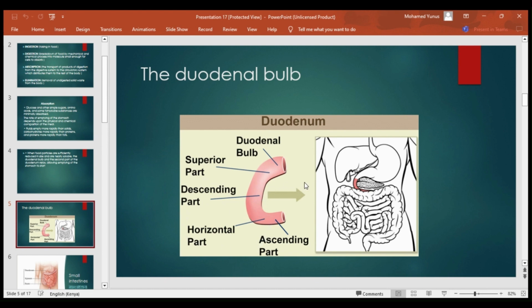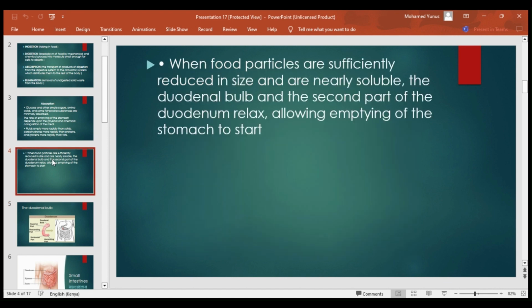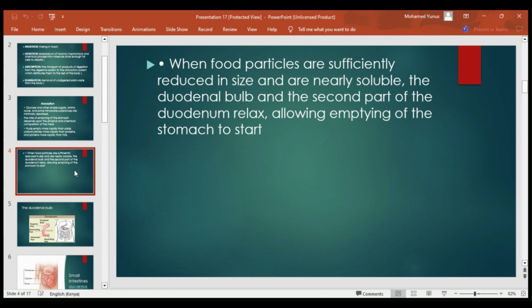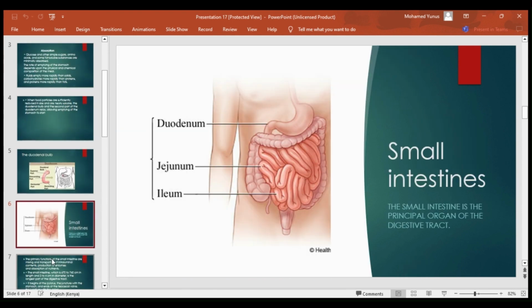After the food has been broken down very well in the stomach, it's allowed to pass through the duodenal bulb. The food particles are sufficiently reduced in size and nearly soluble, so the duodenal bulb and the second part of the duodenum relax, allowing the emptying of the food from the stomach. So here is the small intestine, and these are the parts of the small intestine.